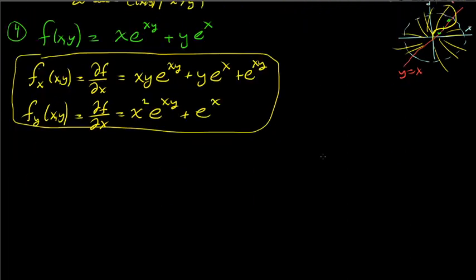All right, so that's number 4. Yeah, a little tricky. You've got to remember the product rule and chain rule and all that.